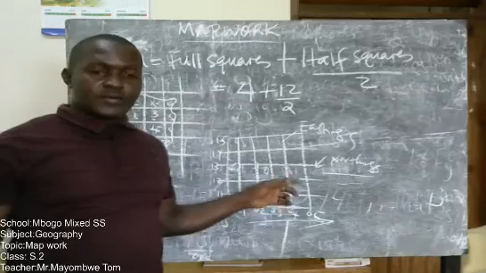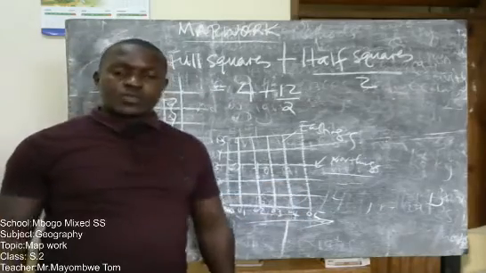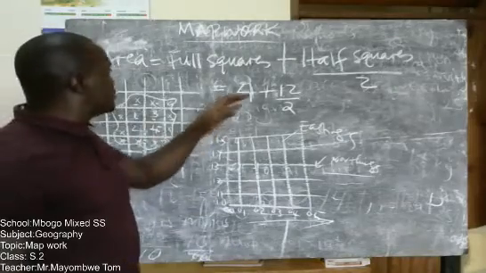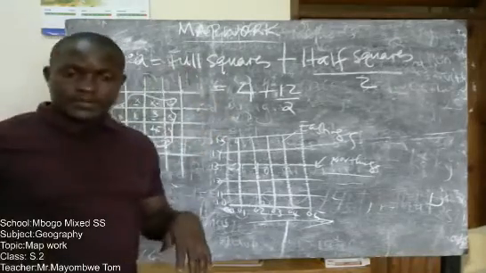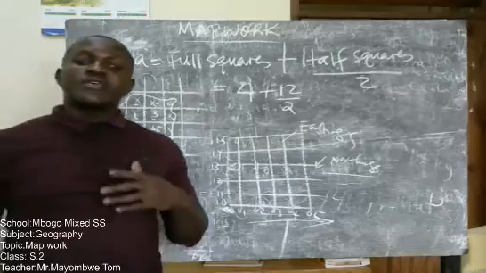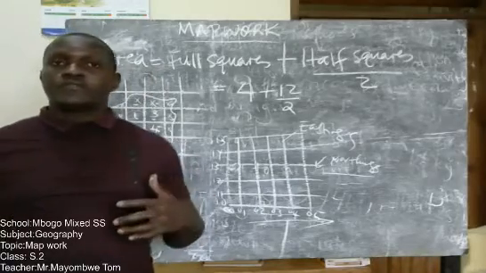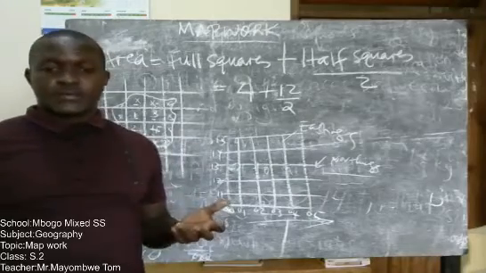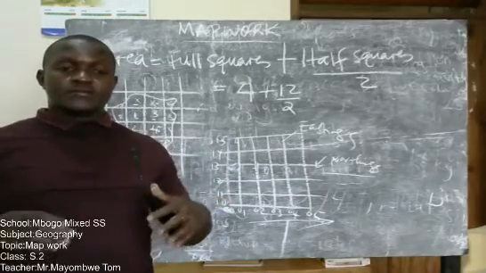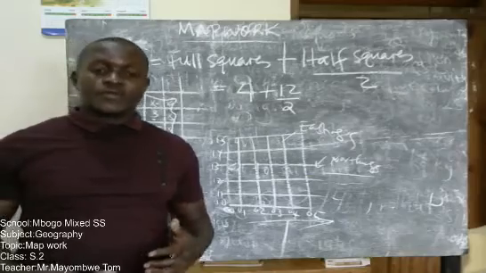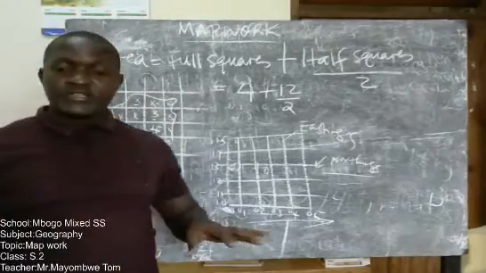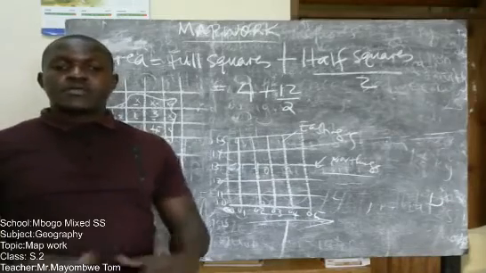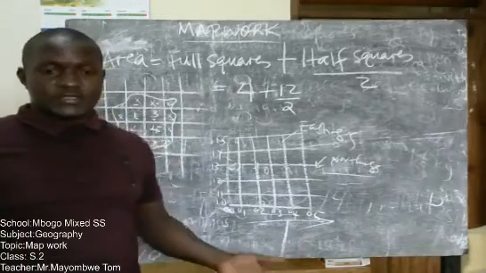So we are going to begin with what is examined in Mapwork, and our focus is going to be first on area. In Mapwork, you may be asked to calculate the area of a lake, a swamp, or a forest. However, this area is for irregular features, those which do not have particular shapes.